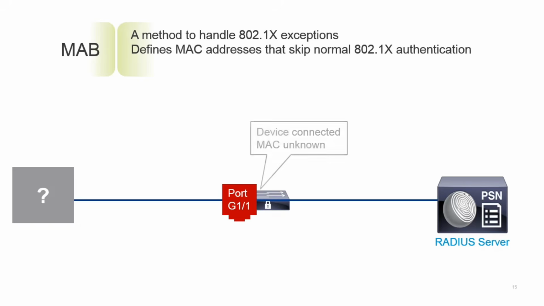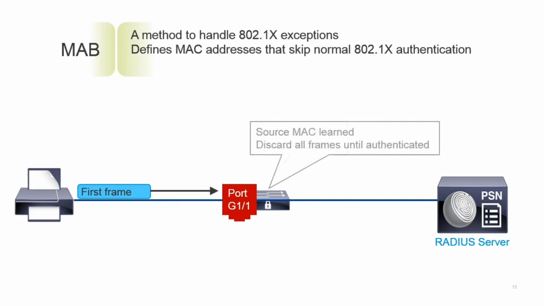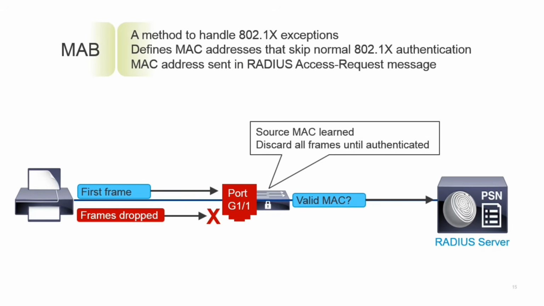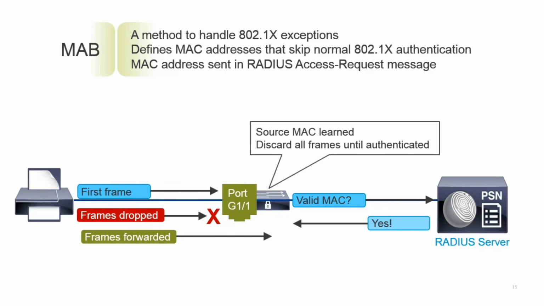Now, initially, endpoint identity is unknown. When the switch receives that first frame from the endpoint, it learns the source MAC address. Now, it doesn't forward this frame nor any subsequent frames because the port is not yet authorized. However, it forwards this MAC address to Cisco ISE as a RADIUS access request message. Assuming that this is a valid MAC address, Cisco ISE sends an access accept message and the port is authorized. The switch uses source MAC address filtering to help ensure that only the MAB authenticated endpoint is allowed to send traffic on this port.